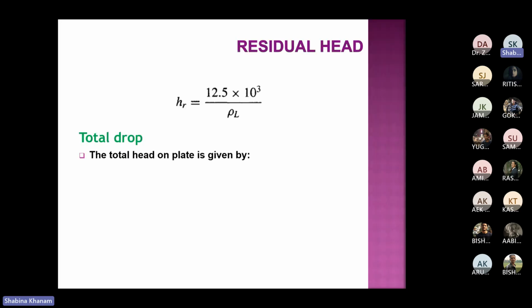Yes. So in this way, we can find out the total pressure drop over the plate.